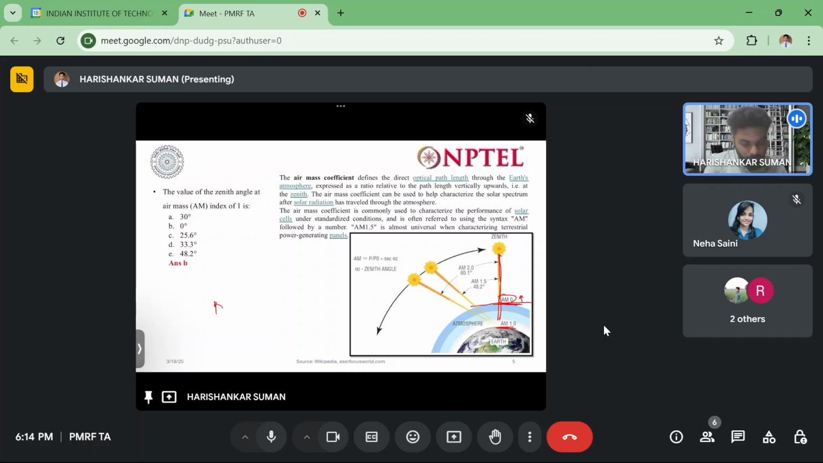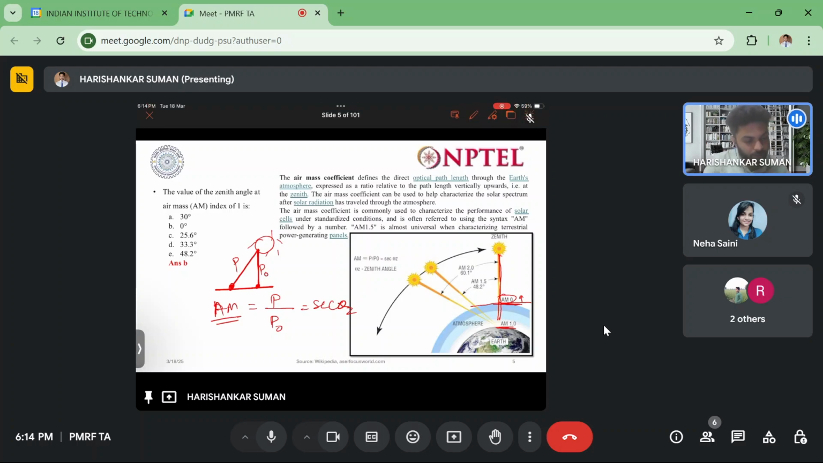So AM also we can define as P by P naught equal to 1 upon cos z. What is P by P naught? Let's say the sun has two positions at different times. P by P naught is the ratio relative to the path length vertically upward.